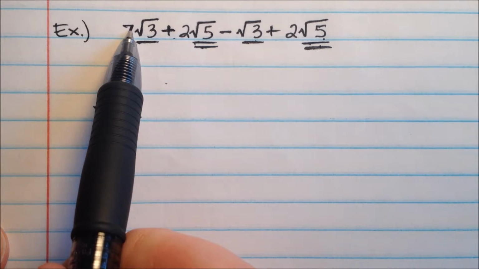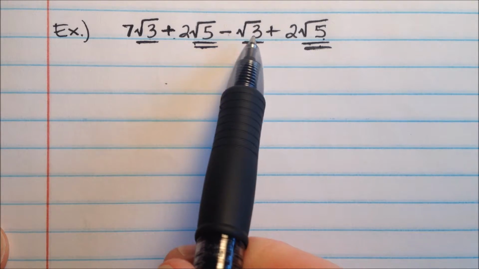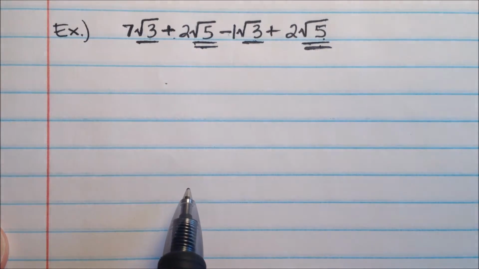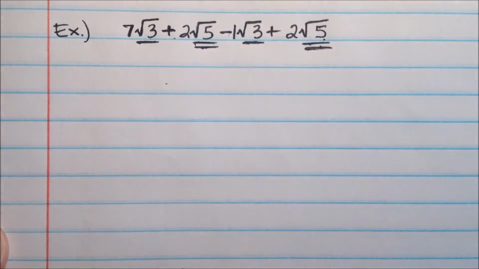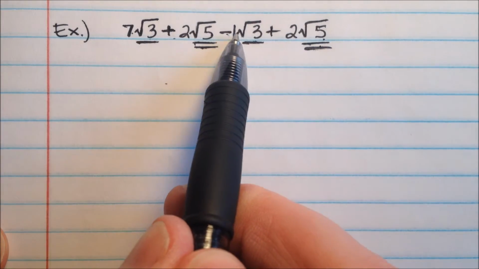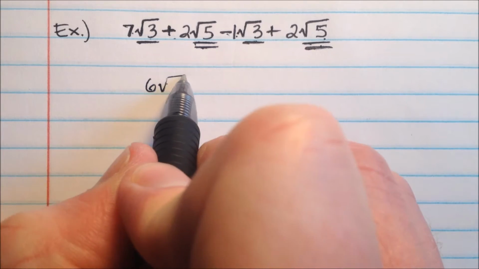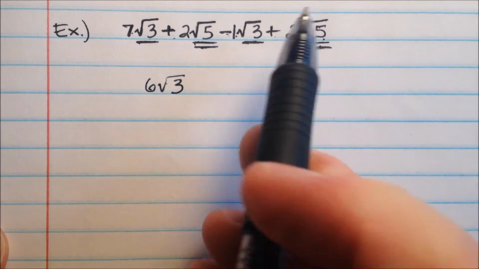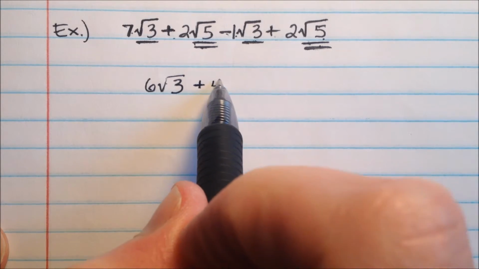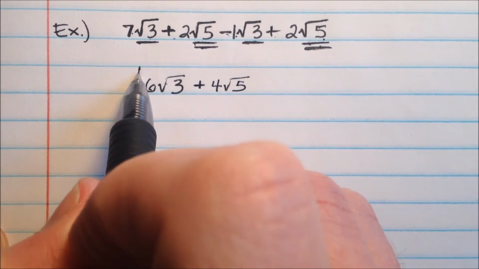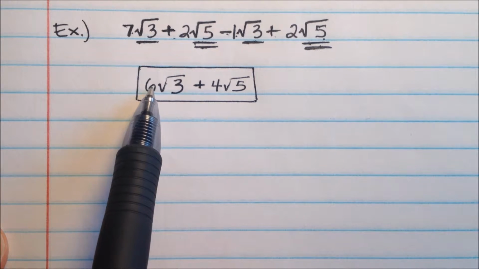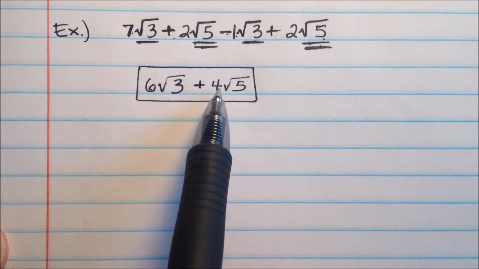So this first one is 7 times the square root of 3 minus the square root of 3. Remember that there's just a 1 out front of there. If there's no coefficient indicated, it's just understood to be a 1. So 7 minus 1 will be 6 times the square root of 3. And then we have 2 radical 5 plus 2 radical 5. So 2 plus 2 is 4 times the square root of 5. And that cannot be simplified anymore because here we have 6 square roots of 3 and here we have 4 square roots of 5.